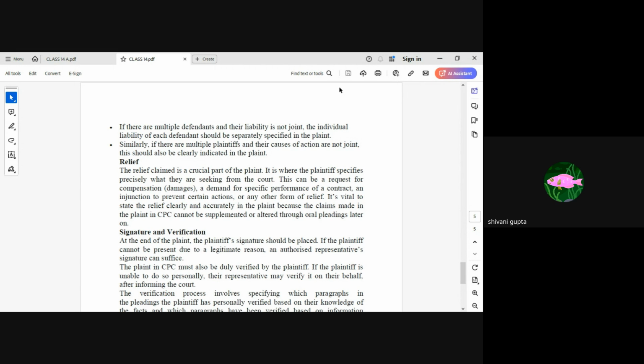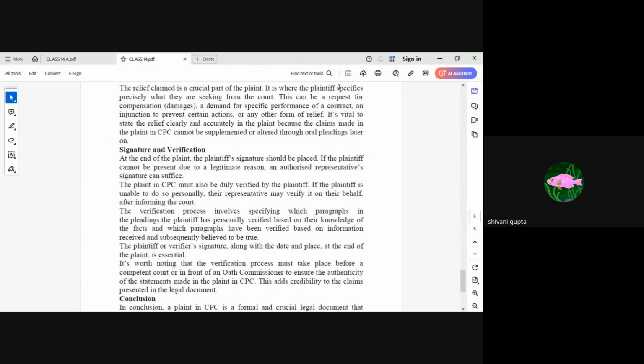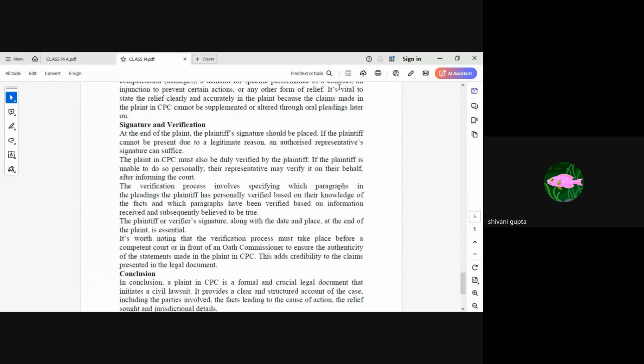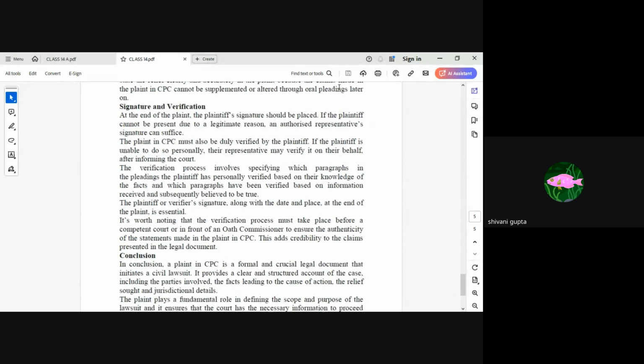Signature and verification come at the end. The signature should be properly placed and the oath must be given; the facts affidavit must be filed. Verification means that the party personally verifies that, to their knowledge or belief, the things mentioned in the plaint are true. So this is all about the plaint, particularly.